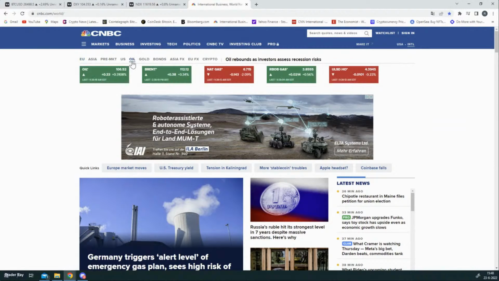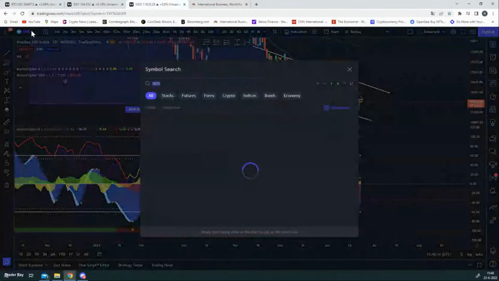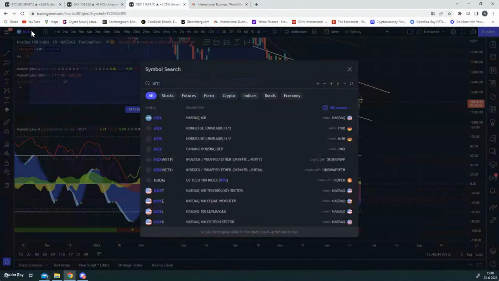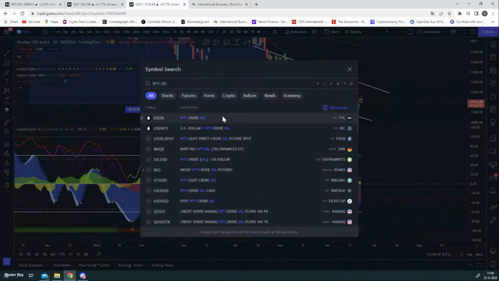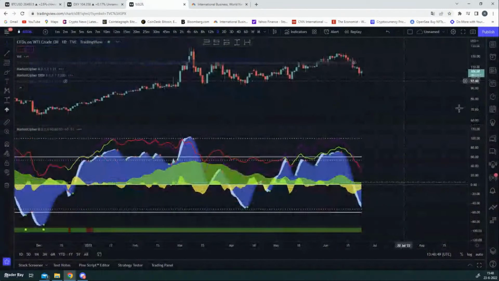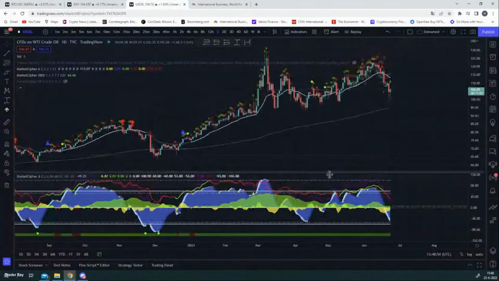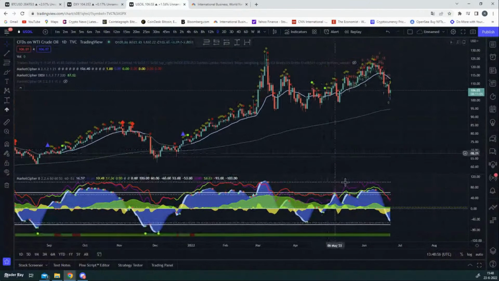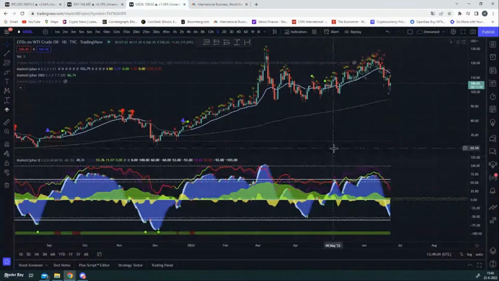Oil, let's look at oil. Still above $100 a barrel, baby. My lordy. Let's see. So far, I would say everything is just a tiny breather before we're going higher again.